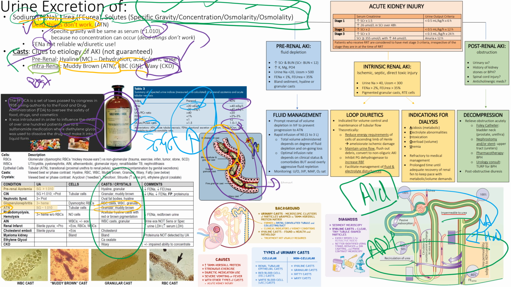Okay, so muddy brown casts were what again? That was ATN, right? RBC casts you might see, WBC casts you might see, and then the waxy casts were chronic kidney disease. And this is added to all the stuff we looked at for pre-renal, for elevated BUN creatinine ratios, right? For intrinsic renal, we're looking for myoglobin, creatine kinase, and some other unique things that might cause a renal failure of some sort.